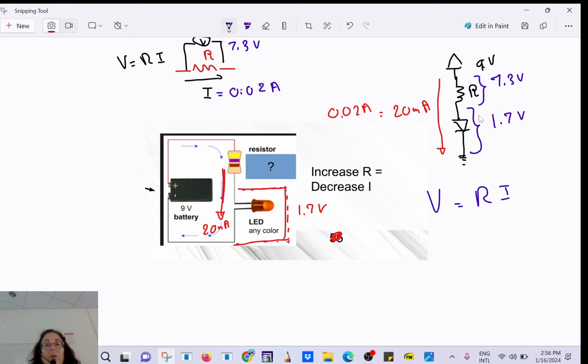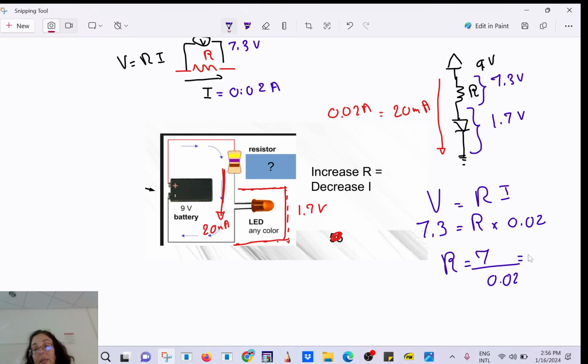V equals R times I. What's the voltage drop across R? 7.3. R times what's the current going through R? Very good. So the resistance will be 365 ohms. It means if you have a circuit like this, you better use a resistance of at least 365 ohms to protect your LED.